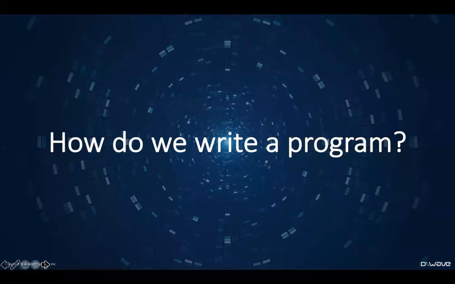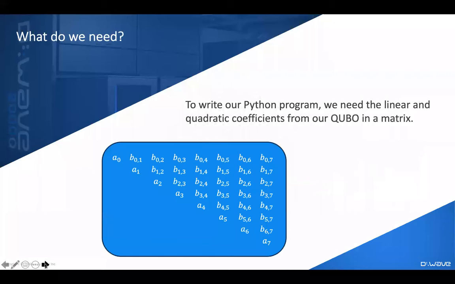All right, how do we write a program? To write a Python program, we need to put the linear and quadratic coefficients from this quadratic unconstrained binary optimization, QUBO, into a matrix. And the Ocean toolkit, which D-Wave offers freely downloadable, which I'm actually personally very proud of, having watched it grow and take shape and become really solid over the last couple years, doesn't require the lower triangular part of it. It just requires the upper triangular.